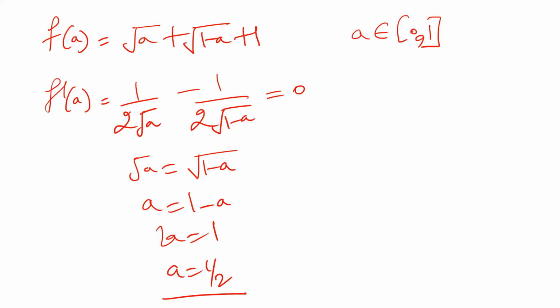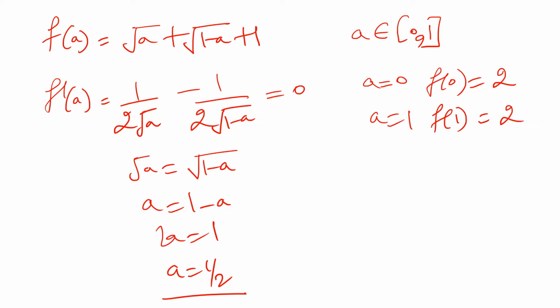Now there are 3 points at which we can decide the maxima or absolute maxima of f of a. One is a equal to 0. When we put a equal to 0, f of 0 becomes how much? It is 2. When we put a equal to 1, f of 1 becomes again 2. And when we put a equal to half, f of half becomes how much? It is 1 upon root 2 plus 1 upon root 2. That means 2 upon root 2, or just root 2, plus 1, which is obviously bigger than 2.